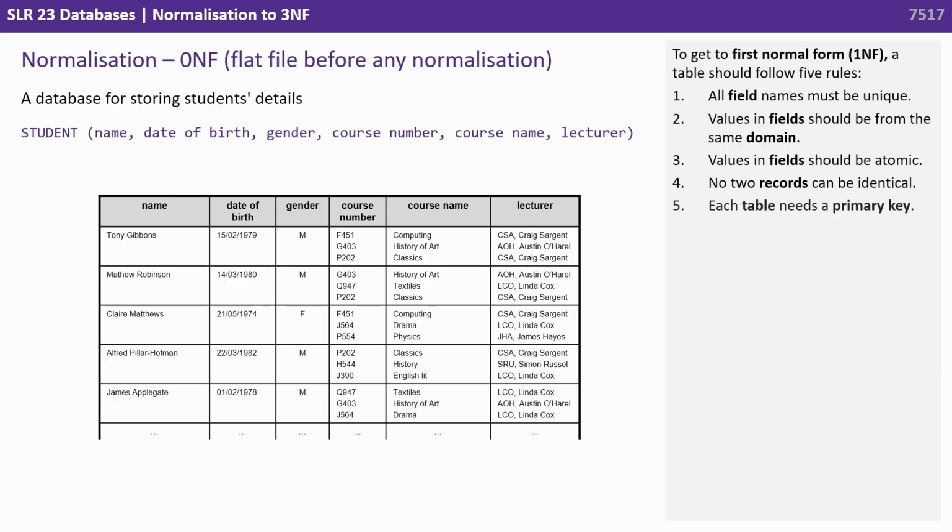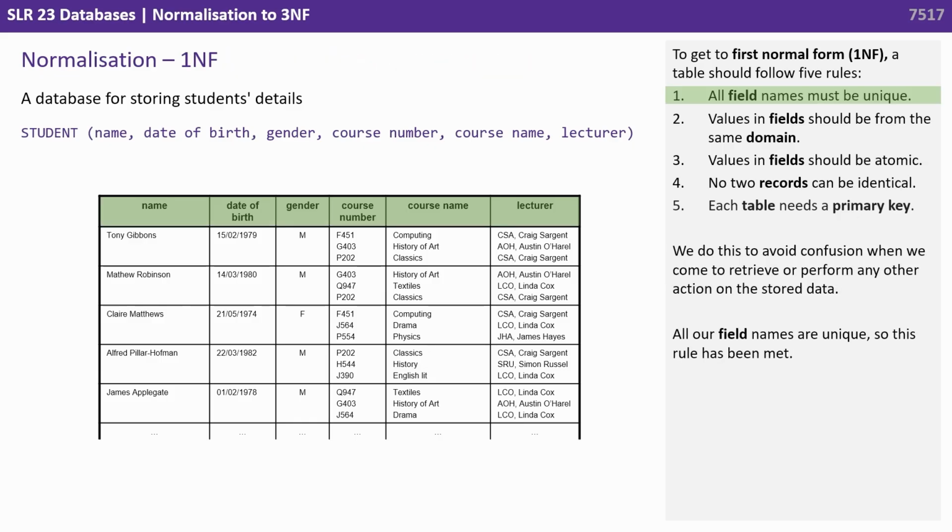To get to first normal form, a table should follow 5 rules. All field names should be unique. Values in fields should be from the same domain. Values in fields should be atomic. No two records can be identical, and each table needs a primary key. So let's consider each rule in turn.